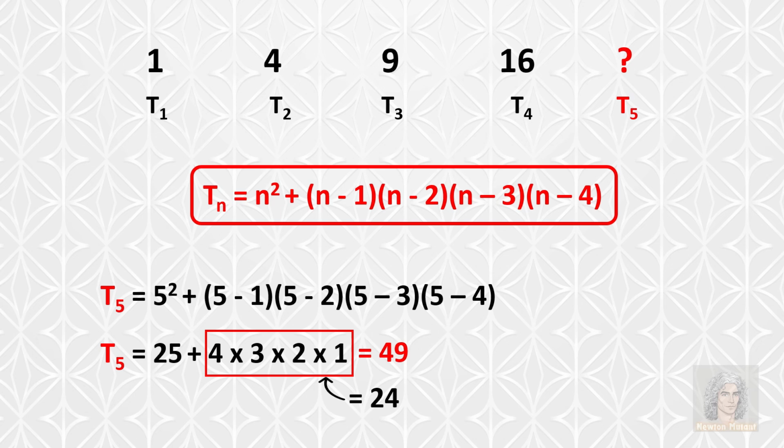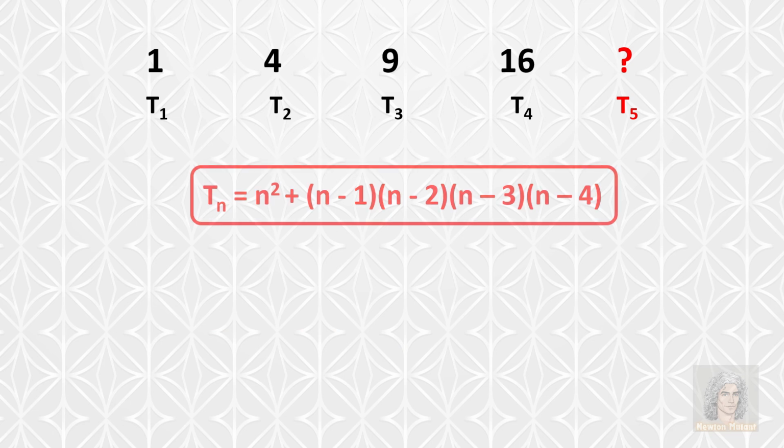My friends, I think you're fascinated with this result, but hold on. I promised you that the next term, or t5, can actually be any number, didn't I? Now let me show how to write the nth term so that you can have literally any number you want as the next term of this sequence.